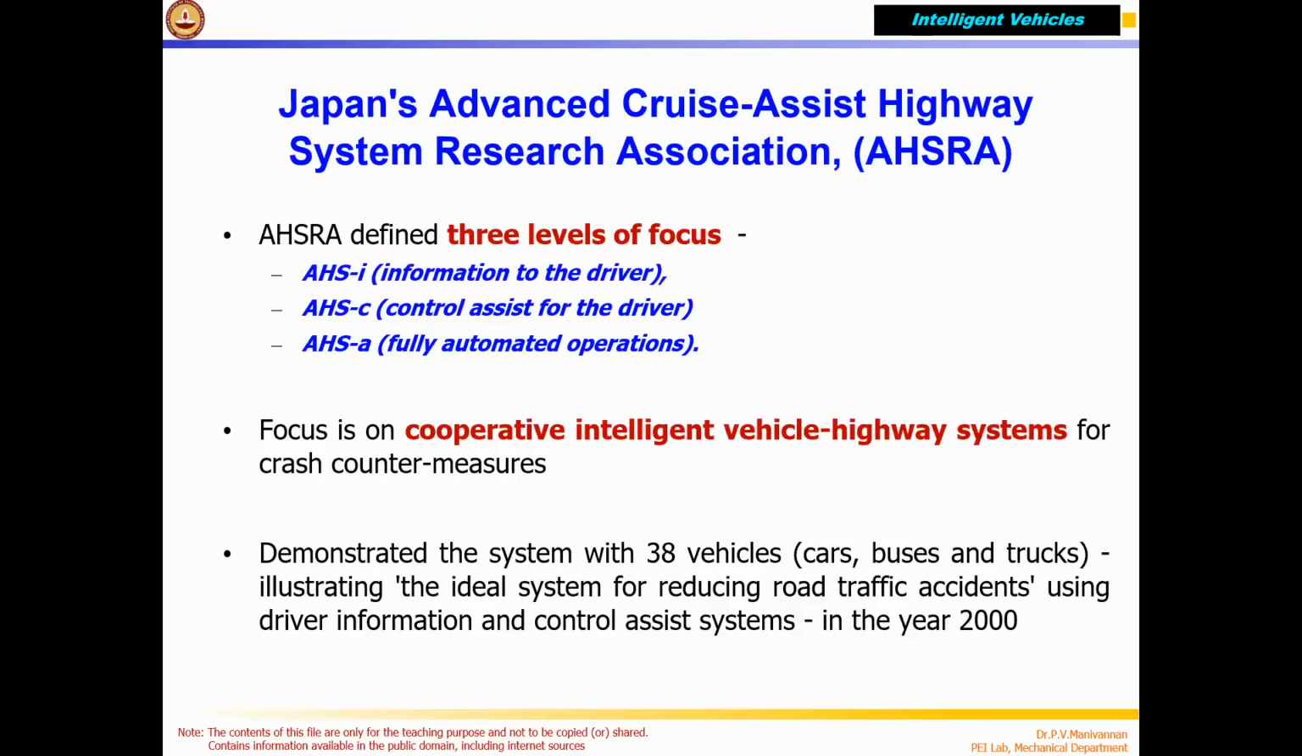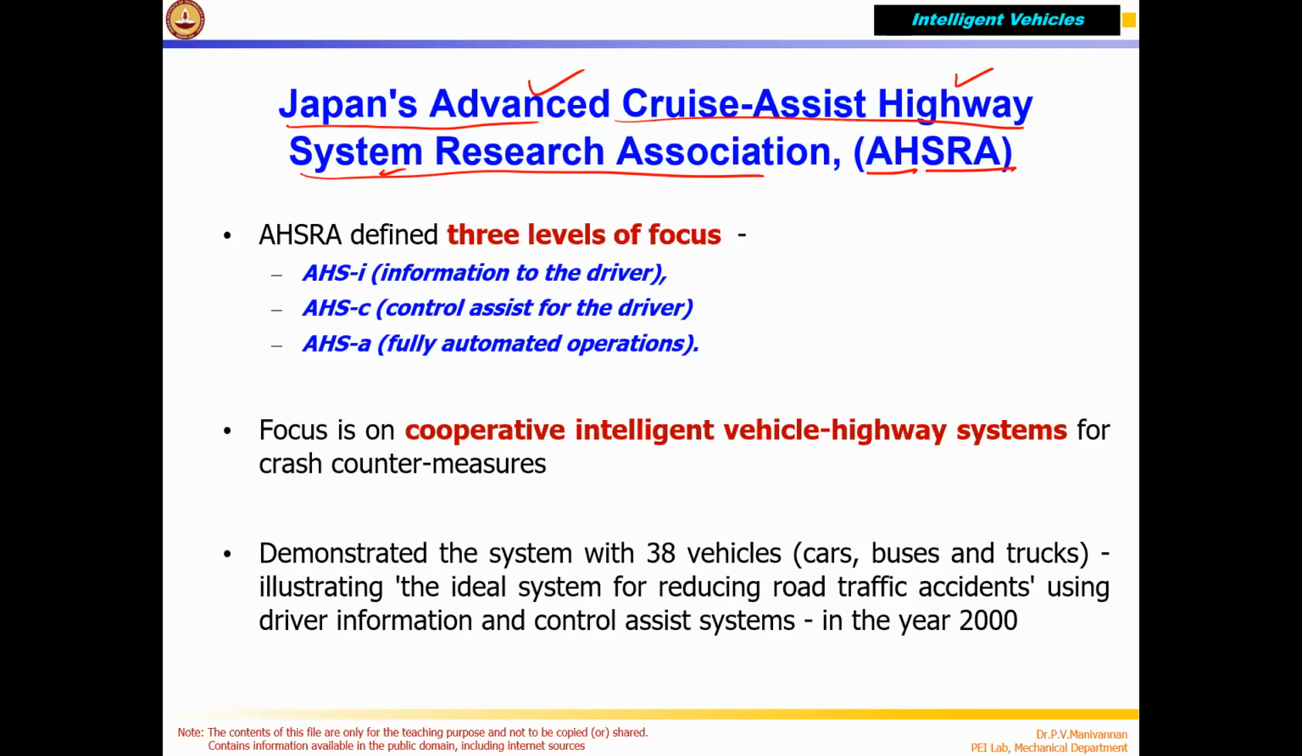So apart from this European program, in Japan also they have advanced cruise assistance. Correct? They call it the Advanced Cruise-Assist Highway System Research Association. Japan calls it AHSRA. That is advanced cruise assist highway system research association. This is Japanese companies, correct? Mitsubishi, correct? There are truck companies, many big companies that join, and they also have 3 levels of autonomy.